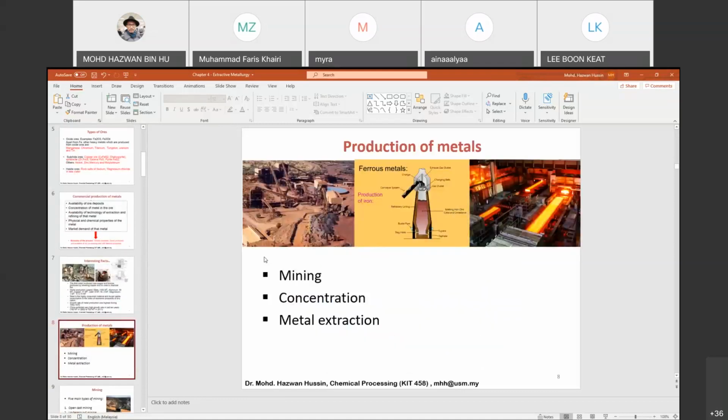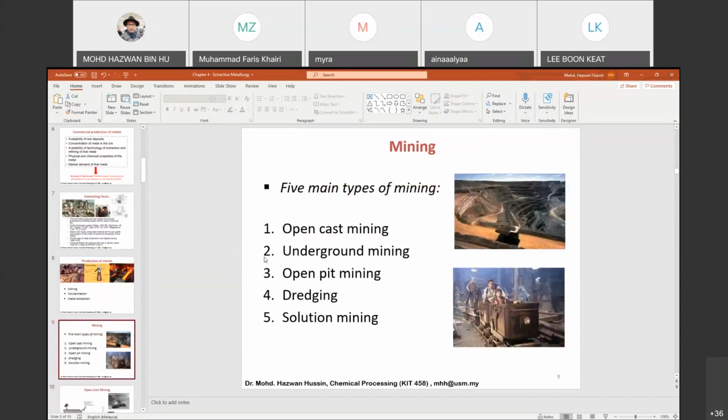So the production of metals can be categorized into three major parts. The first one is mining. The second one is metal concentration, and finally metal extraction. So we are going to look at this process one by one. The first one is known as mining.